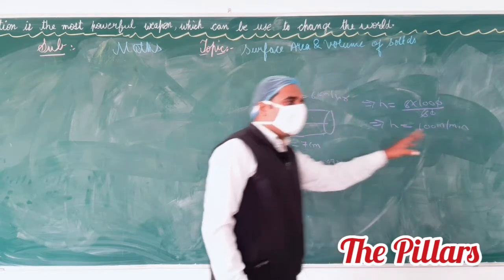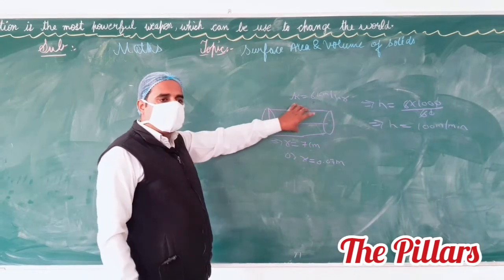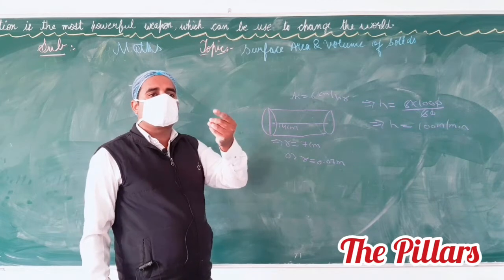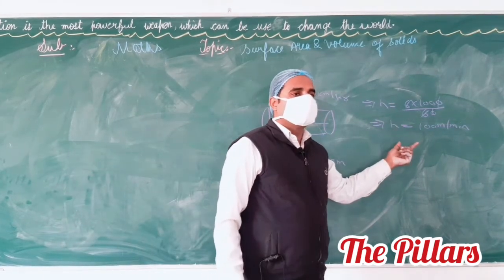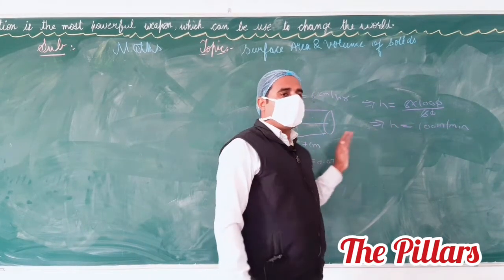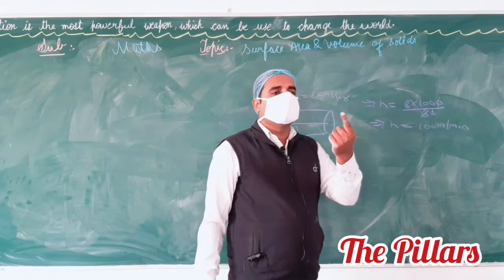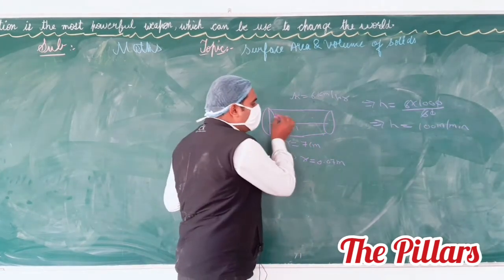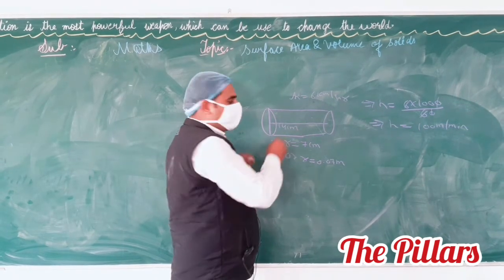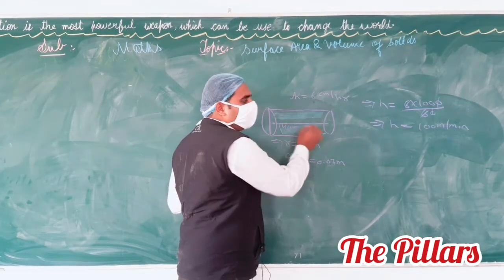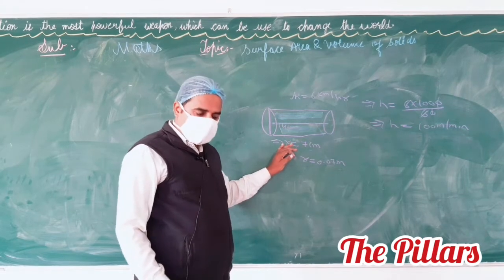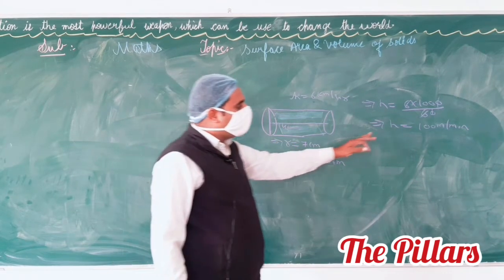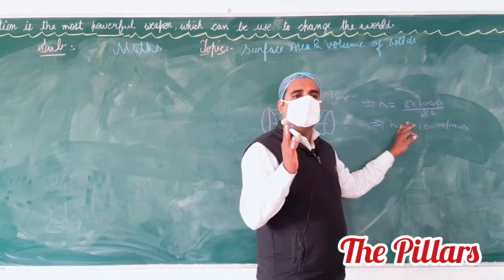Now if we have to calculate the volume of this cylinder, we have to calculate how much volume comes out in 1 minute. This volume comes out in 1 minute. Then you have to calculate the volume of the cylinder. Then you find how much volume comes out in 1 minute.